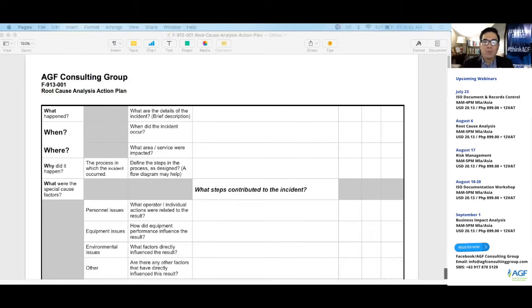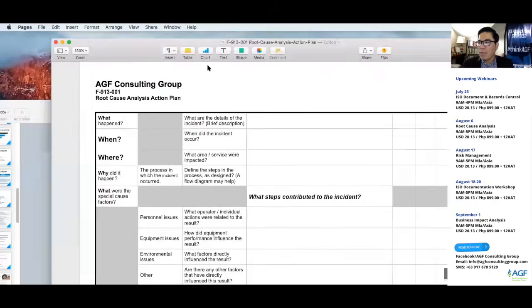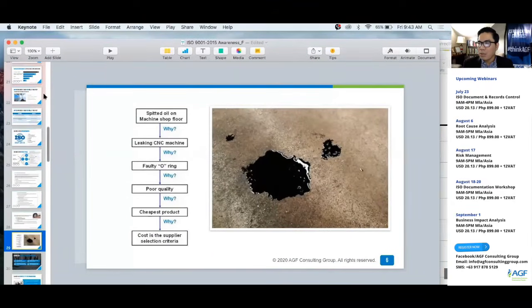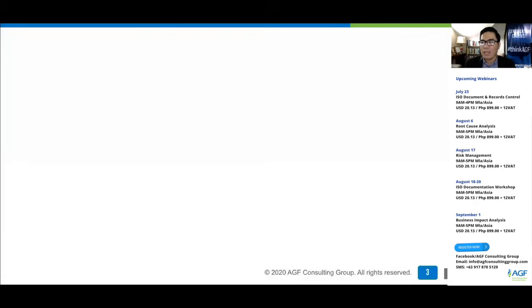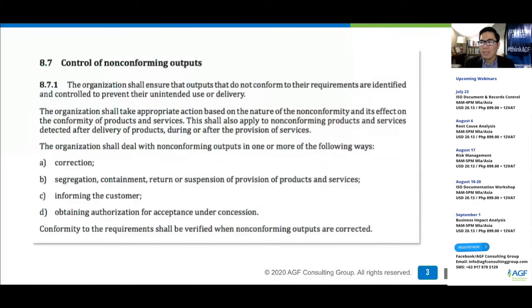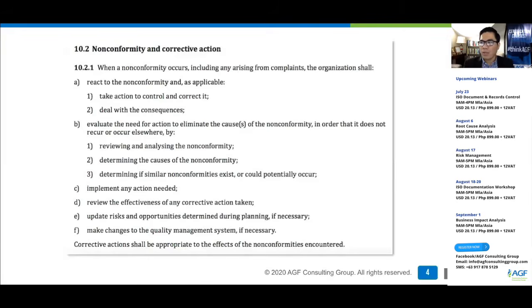I hope you are all learning in this exercise. Now let me go back to the slide again. Assuming that you already have identified your correction and already analyzed it. Again, 8.7 is control of non-conforming outputs. We have identified it, corrected it, analyzed it, and finally, the next step is corrective action. This is where 10.2 comes in.